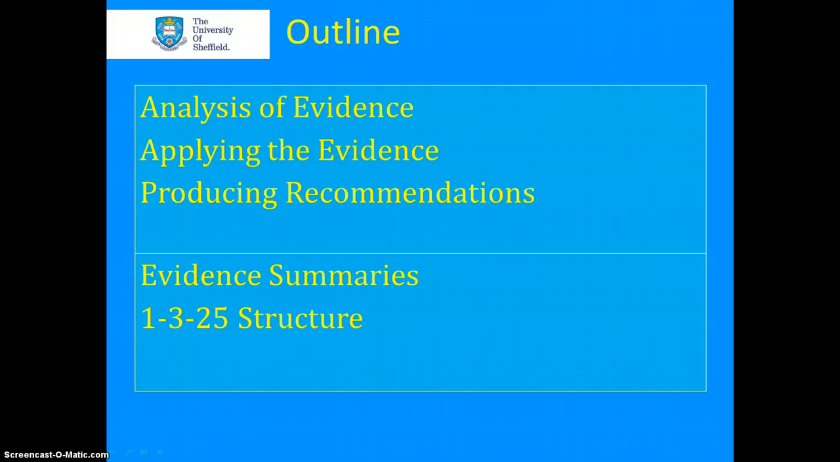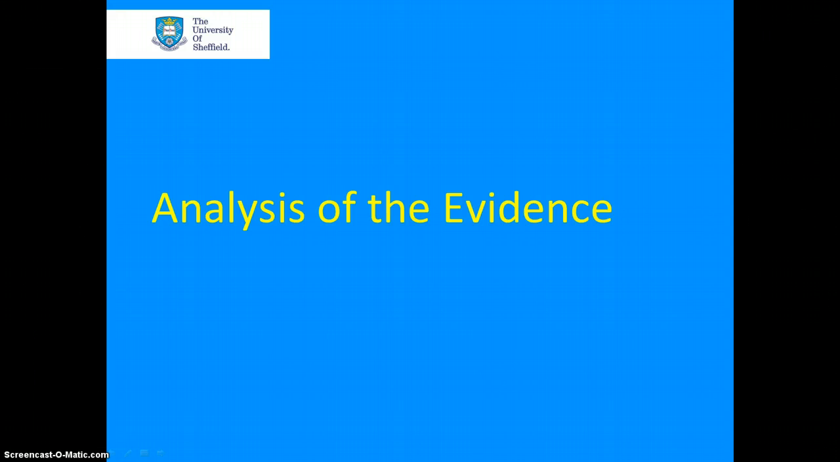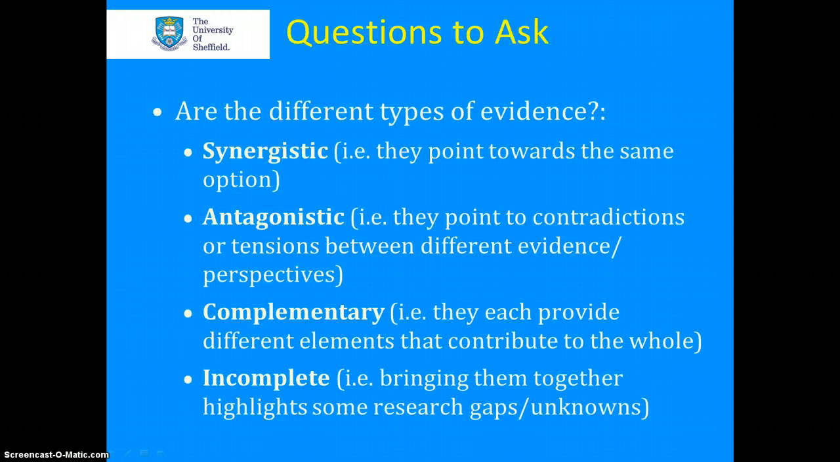So let's just give you an outline of what we're going to be covering in this mini lecture. We're going to look at analysis of the evidence, the different ways in which evidence is applied, how recommendations are produced and made more effective. We're going to look at the role of evidence summaries and a particular structure used increasingly in government decision making, the 1-page, 3-page, 25-page structure. So let's start with the first of these topics, the analysis of the evidence.